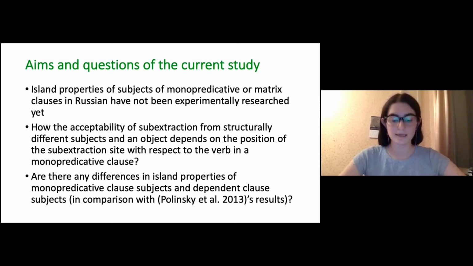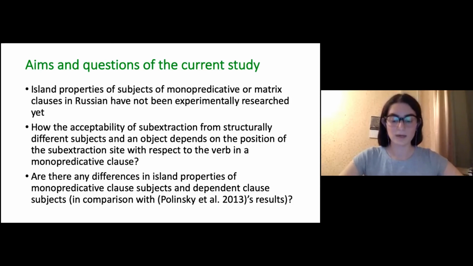So we decided to conduct our research to answer the following questions. First of all, how does the acceptability of subextraction from structurally different subjects and an object depend on the position of the subextraction site with respect to the verb in a monopredicative clause? And second, are there any differences in island properties of monopredicative clause subjects and dependent clause subjects?